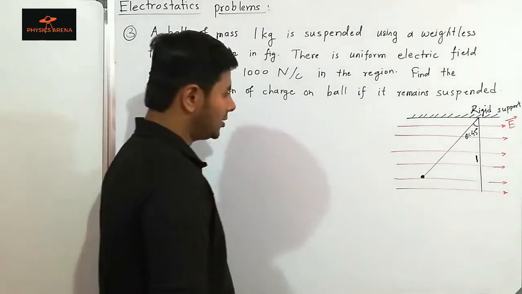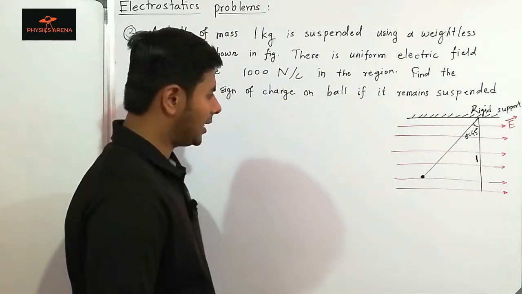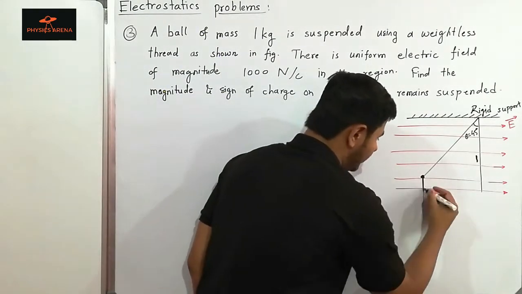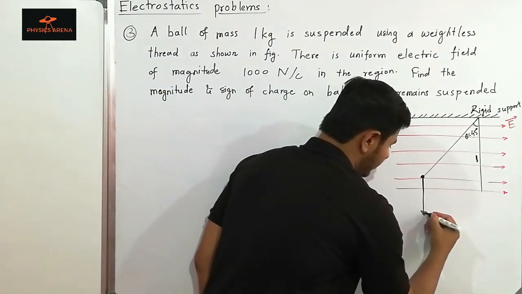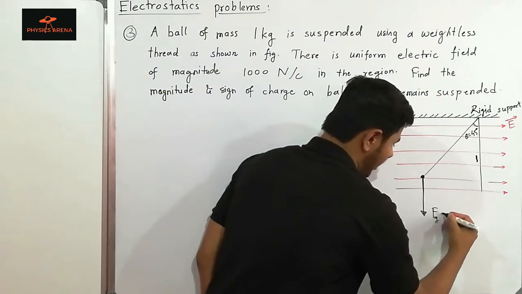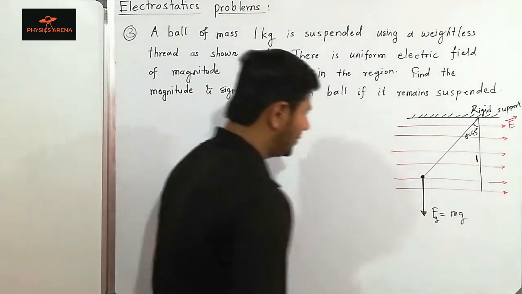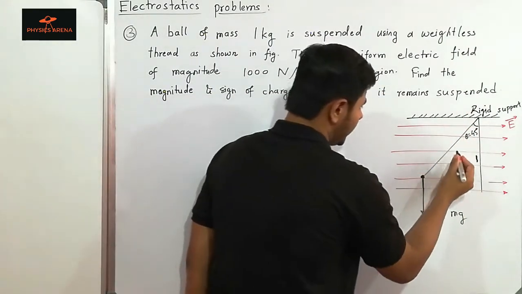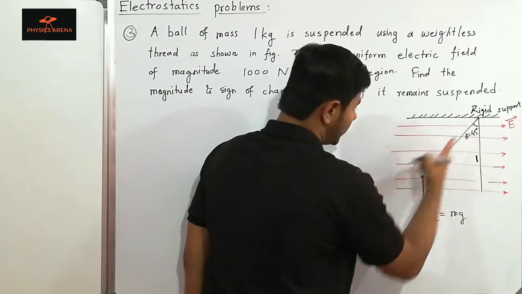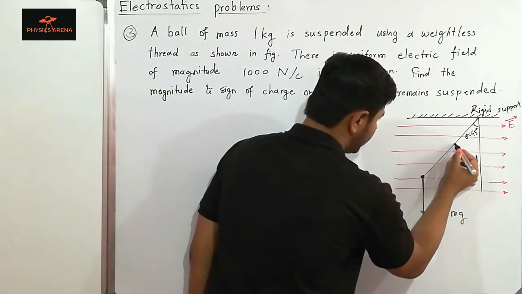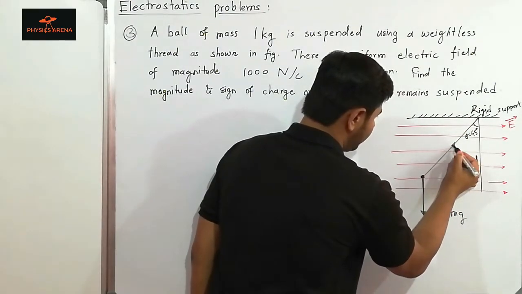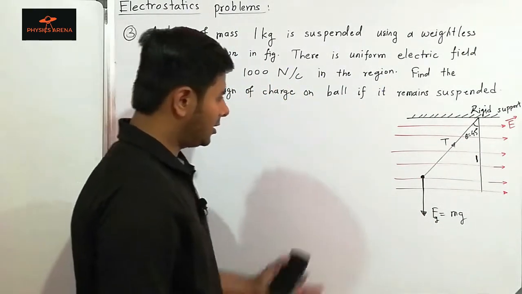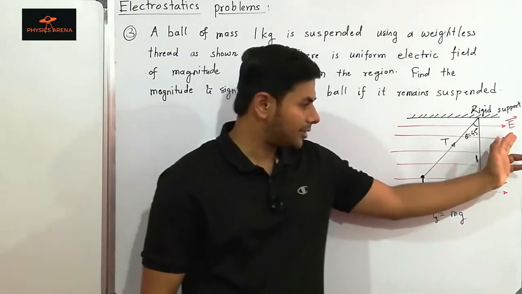So let us draw all the forces acting on the ball. We have one force due to gravity, F due to gravity equals mg, and one force due to tension in the string, which acts towards the rigid support. So this is tension in the string, T, and there will be some force due to the electric field also.